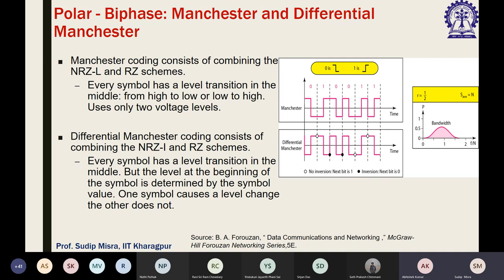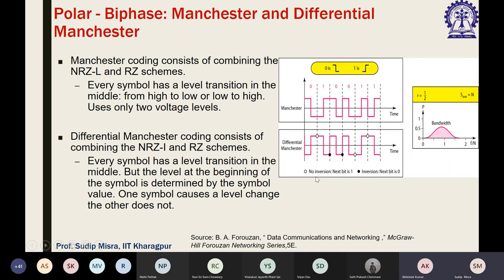Then you have the differential Manchester, where every symbol has a level transition in the middle, but the level at the beginning of the symbol is determined by the symbol value, and one symbol causes a level change while the other does not. So let us try to understand this, whatever I just read out.